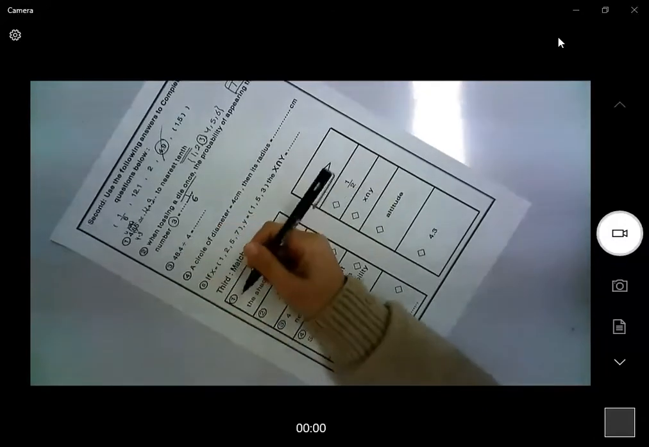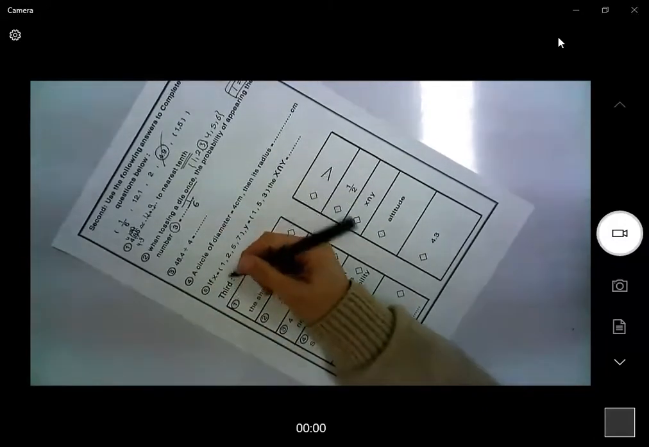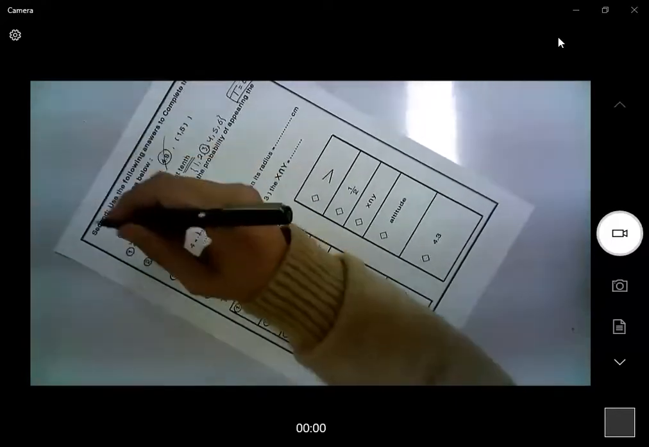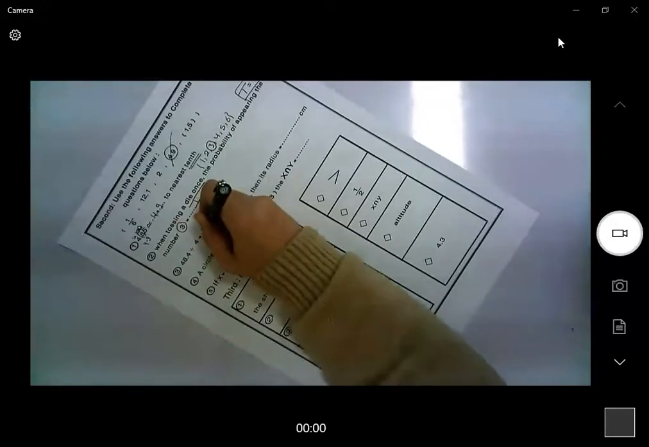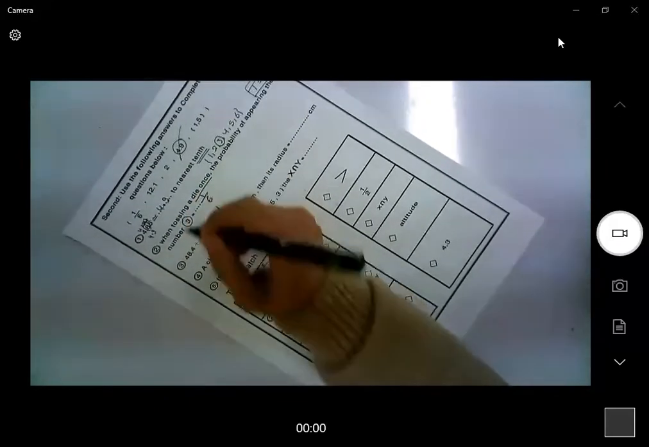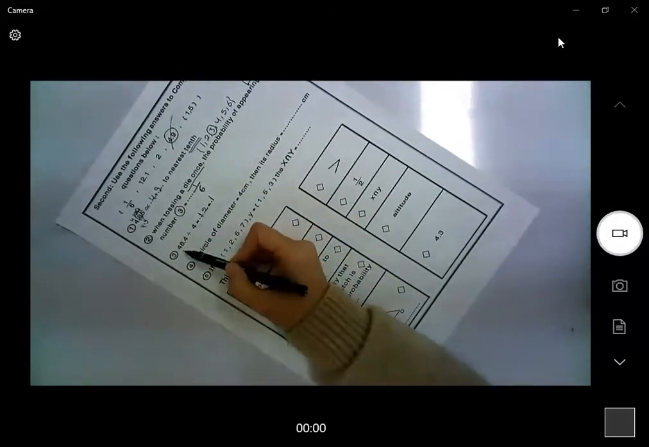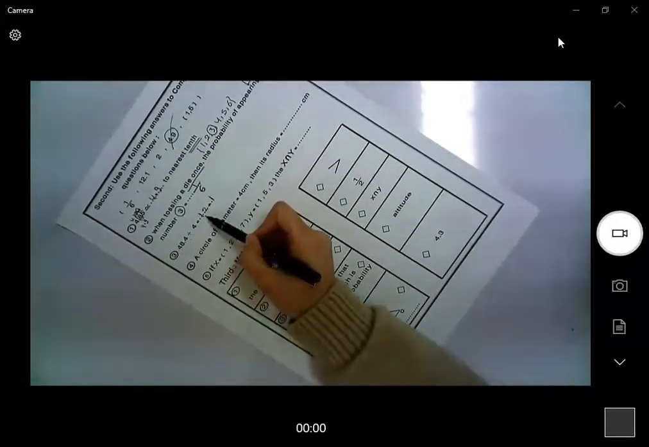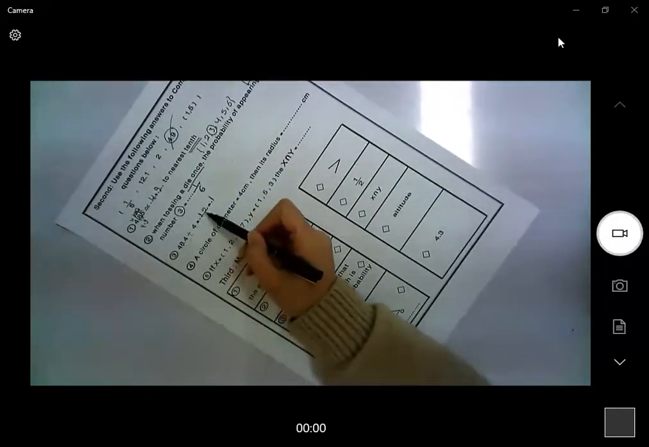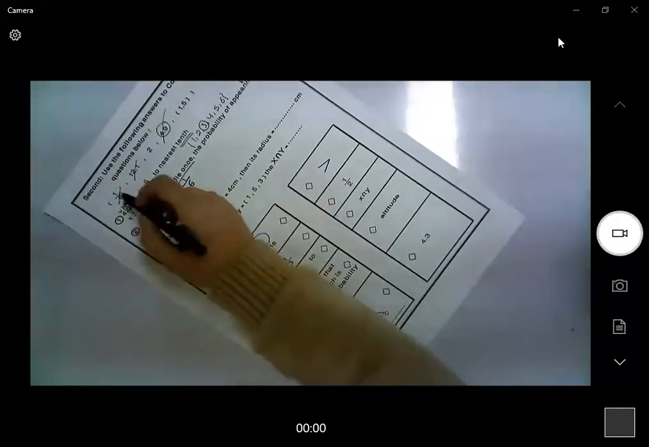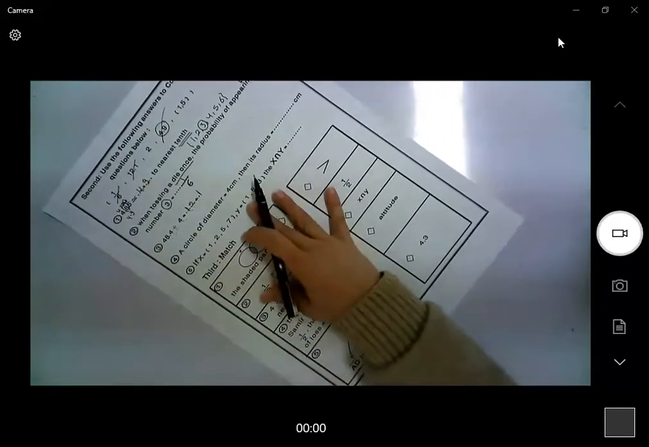48.4 divided by 4. We divide by 4, okay? 4 divided by 4 equals 1. 8 divided by 4 equals 2. Then the decimal point, 4 divided by 4 equals 1. So 12.1 is the answer in question number 3.